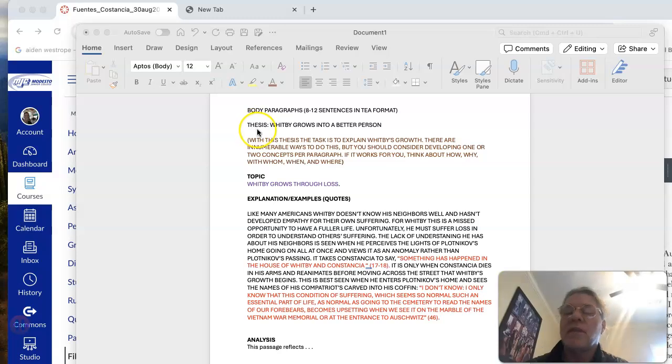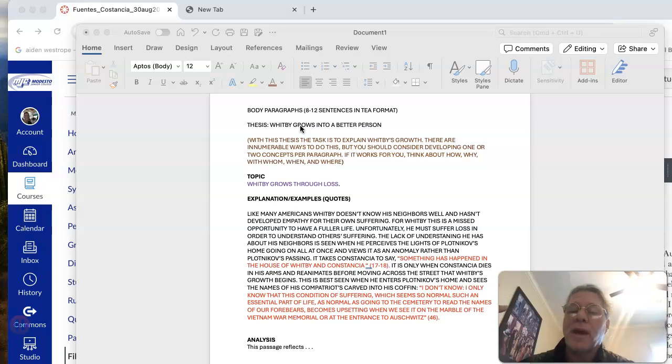So our thesis in this essay, and I'm just answering the prompt question that was asked, as stated at the end of the introduction, will be Whitby grows into a better person. Yours will have some wording similar to that, right? And the job of the body paragraphs is to break that up into little parts. He grows into a better person, but there's many ways that he grows.